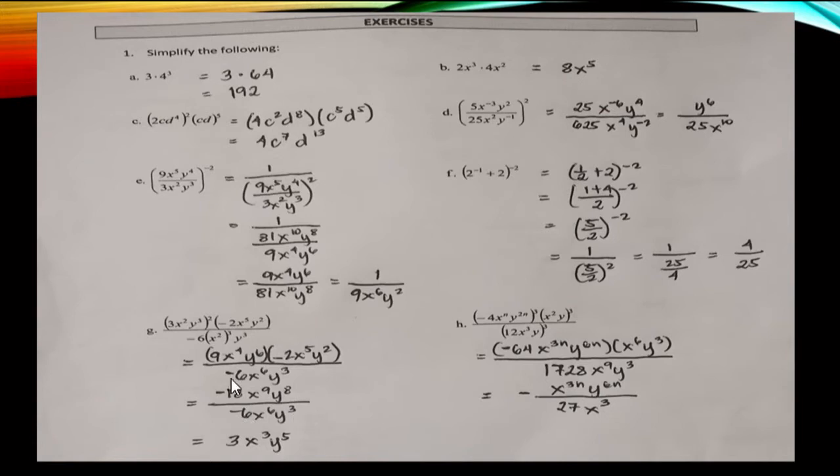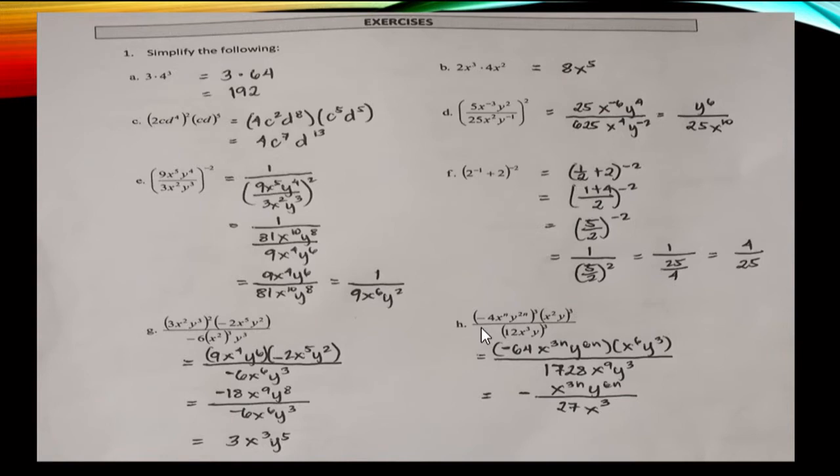Over, we just copy the denominator. And then, simplifying it further, negative 18 divided by negative 6, that is positive 3. So, 9 minus 6, that is 3, so x to the power of 3. Then 8 minus 3, that is 5, so y to the power of 5. So, the answer is 3x cubed y to the power of 5.